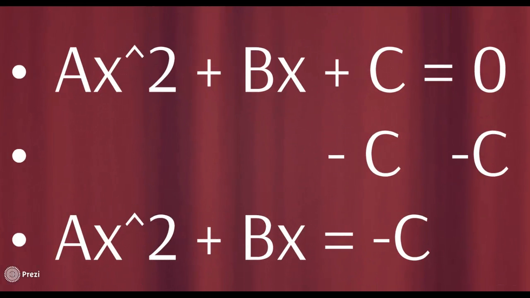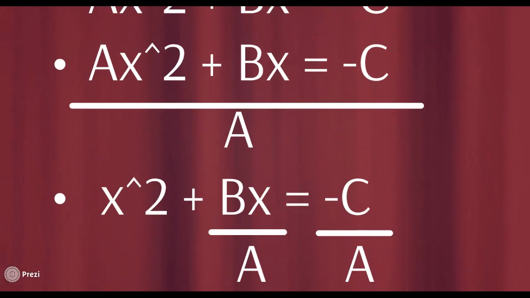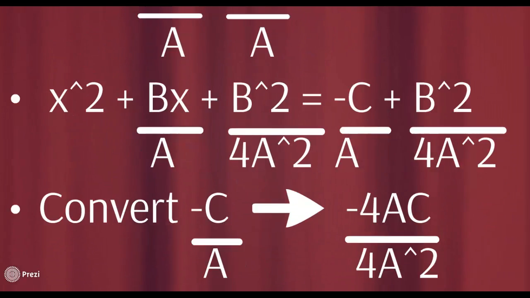First, we start off with the quadratic equation, of course, which is ax squared plus bx plus c equals 0. What we do first is we subtract c from both sides of the equation to get ax squared plus bx equals negative c. Now we divide everything over a. What we get is x squared plus bx over a equals negative c over a.